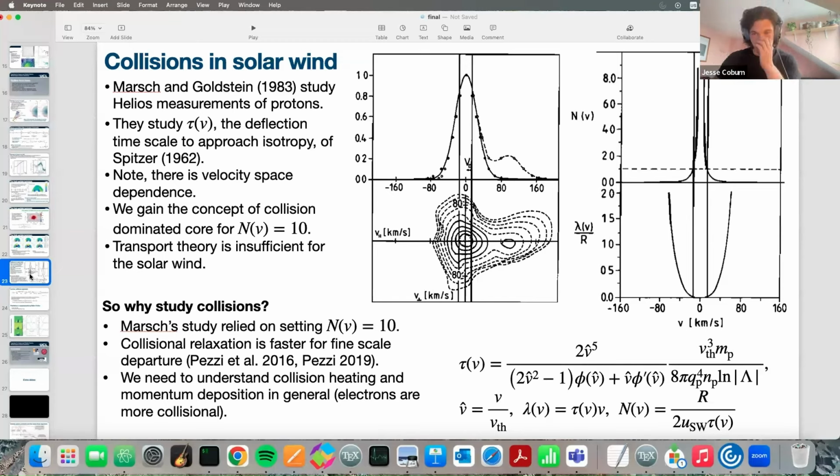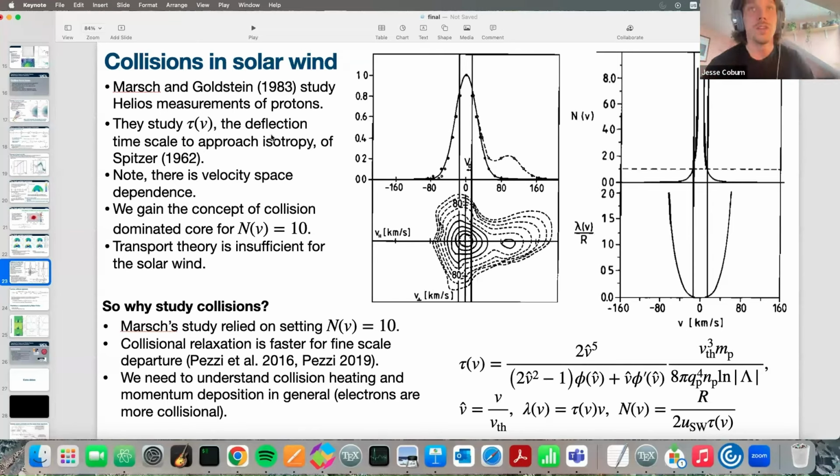But I do see reason to reopen this question, and I am going to reopen this. And so the best way to do it is to go back to classic solar wind papers, go back to the literature, beautiful literature. So this is a Marsch and Goldstein paper from 1983. They're studying Helios measurements, and they're looking at protons. Okay, and so the quantity that they study is this tau of v. It's the deflection timescale to approach isotropy, and it's derived in Spitzer's book.